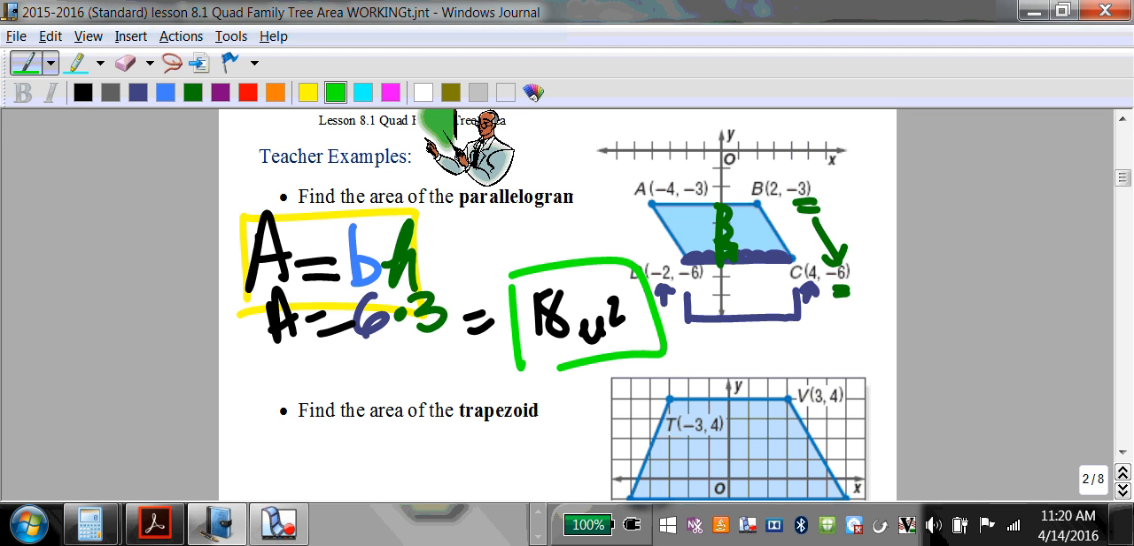Now, if this was tilted on a coordinate grid, I'd like you to have a very short discussion. You can't just bunny hop now. How would you find the length of your base and height? Talk with the neighbor. If this was tilted, what would you do then? Go.